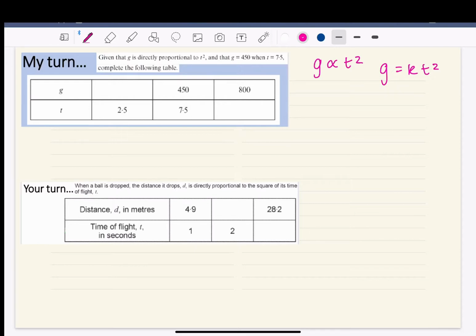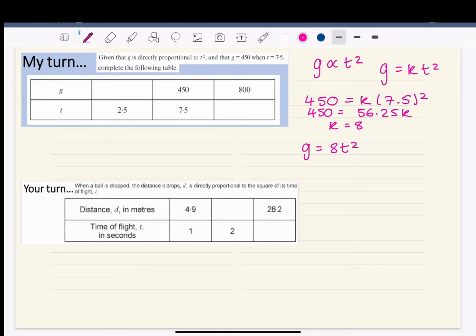I know two values, so I can find k. I know I've got 450 is equal to k times 7.5 squared. This is going to give me 450 is equal to 56.25k, which is going to give me k is equal to 8 when I divide through. Now I substitute that in, so I now know g is equal to 8t squared. I'm then going to use that equation to find the two missing values.